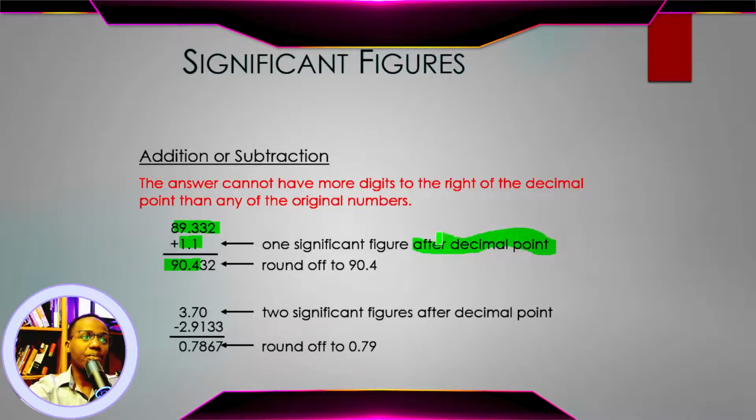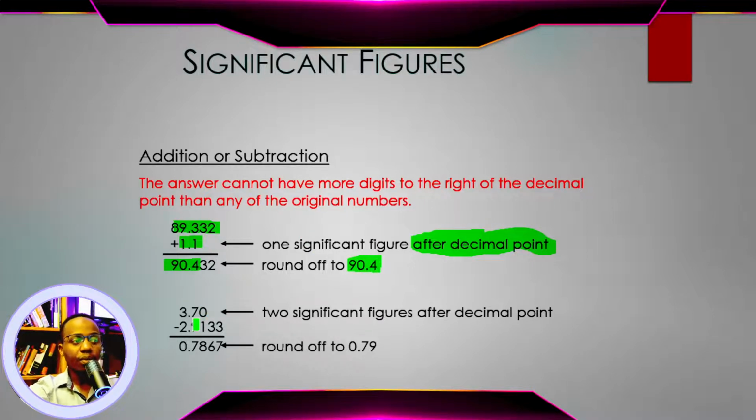So you're going to count the number of significant figures after the decimal point and then use the one that has the smallest number. Between these two, the one that has the lowest is this one. This one has 1 after the decimal point, and this one has 3 after the decimal point. So that means your answer is going to have one number after the decimal point.